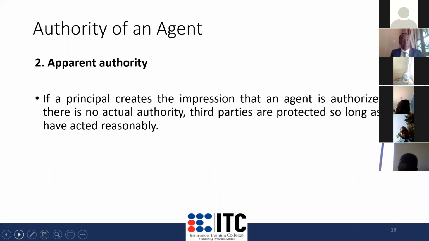Our last is apparent authority. So apparent authority is where a principal creates an impression that an agent has authority, but in actual sense, they don't have. I'll give you an example. If you happen to have a contract today and next year you happen to misbehave, God forbid, not from you guys, you happen to misbehave and they terminate you.